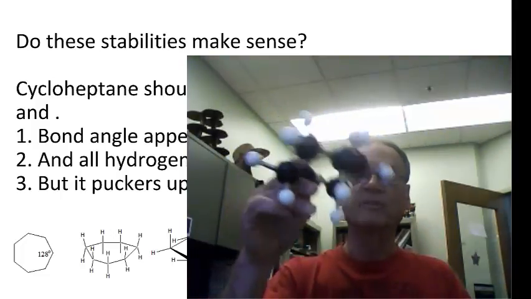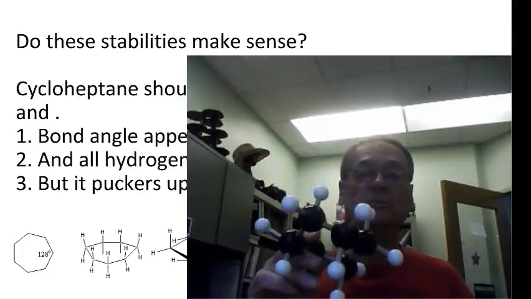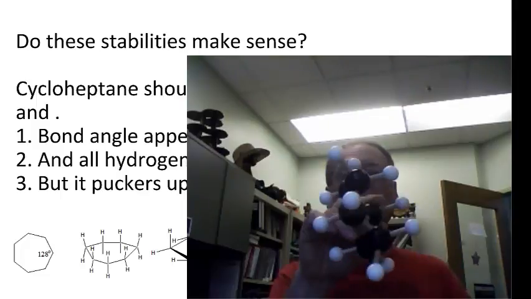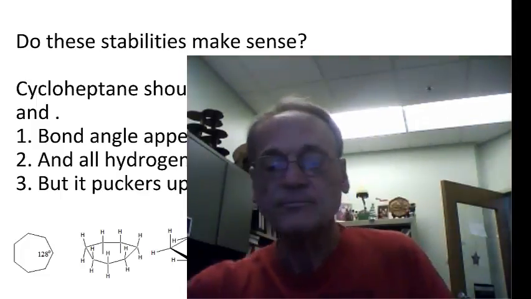It's not flat. Therefore, the angles aren't 120 degrees. They are 109.5, which is what they're supposed to be. And furthermore, again, no eclipsing. Everything is staggered. And that's the end of that lecture.